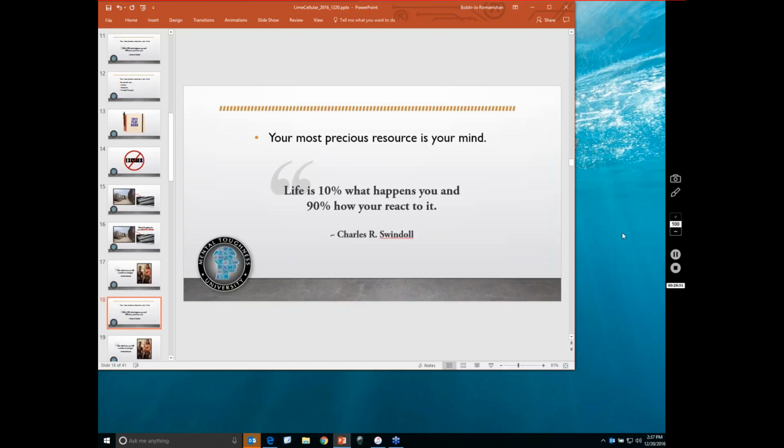So to circle back, once again, your most precious resource is your mind. Life is 10% what happens to you, 90% how you react to it. And all these things in life that happen to us, what is your mindset when they occur? Do you see them as problems, or do you see them as opportunities? What's going on in your head? Is the glass half empty, or do you see the glass half full? Do you think, oh, great, how am I going to handle this now?